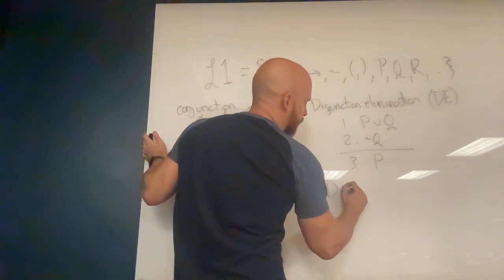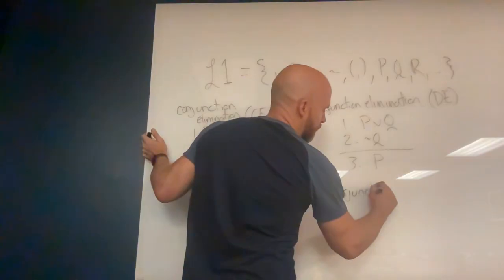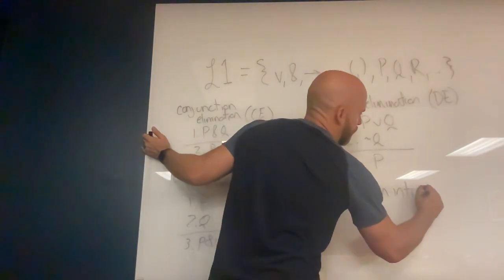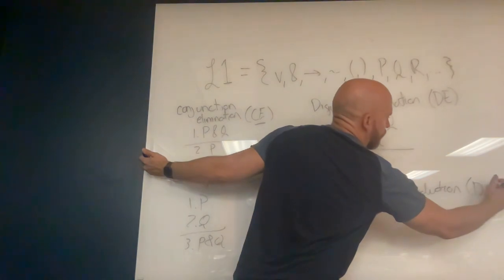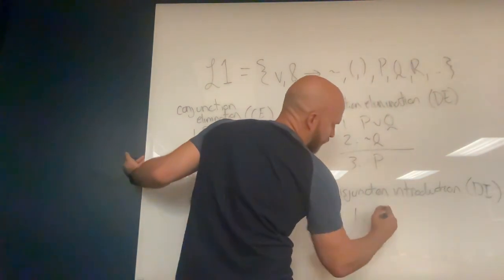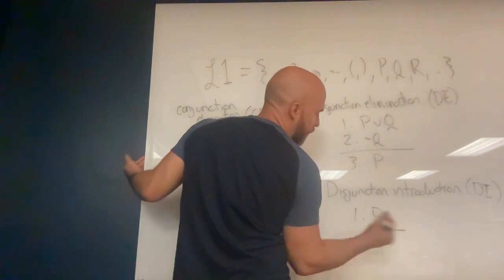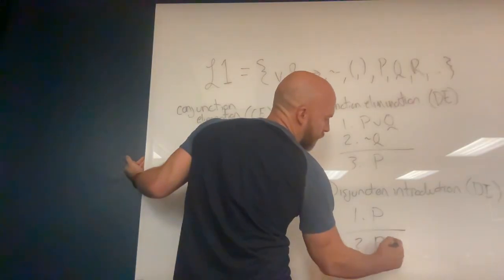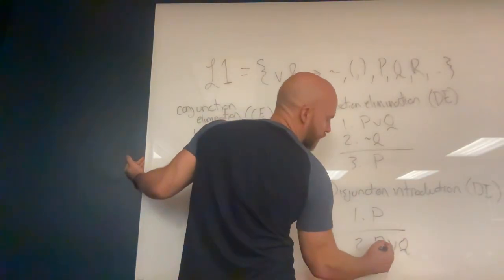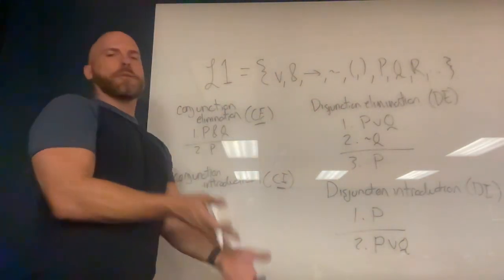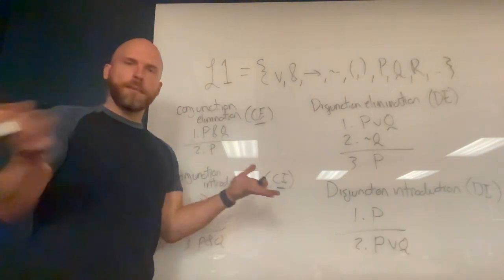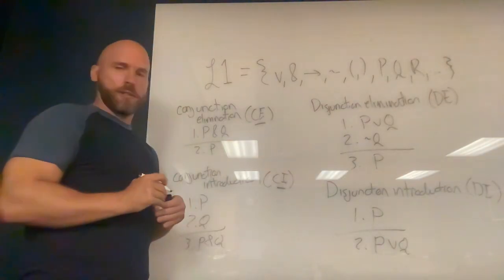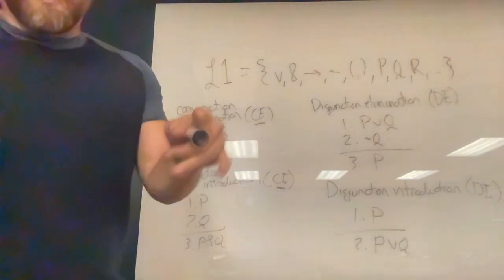There's also disjunction introduction. That's DI. And this works just like, if you have a P or Q or whatever, you can always just introduce a disjunction. So if P is true, then P or Q is true. If Q is true, then Q or S is true, right? Like you always just introduce a disjunction. So these are 4 of our rules.